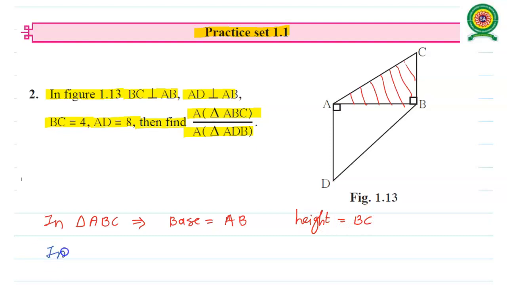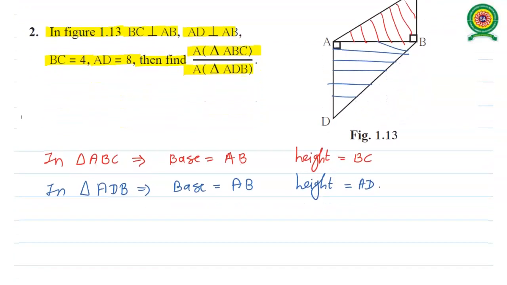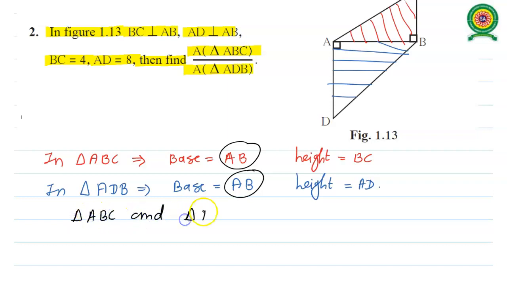Now look at the second triangle. The second triangle is ADB. Separate out that triangle by drawing the pattern in it, so that we have the lowermost triangle. Since AD is the perpendicular drawn on AB, AB becomes the base of triangle ADB, while the perpendicular itself is the height of the triangle, that is AD. Now if we look at the bases of the given triangles, they are exactly the same, or we might say identical. So I am writing here that triangle ABC and triangle ADB have the same base.